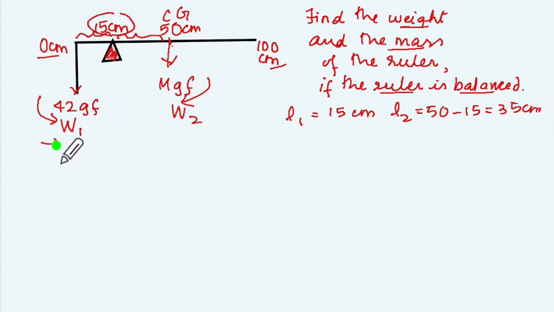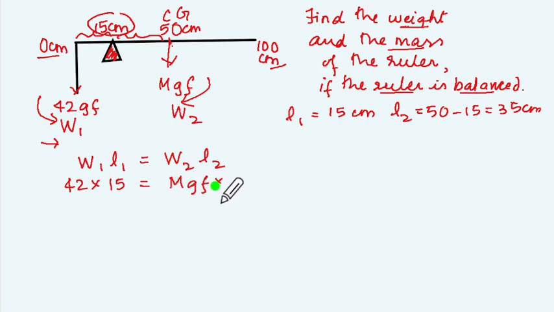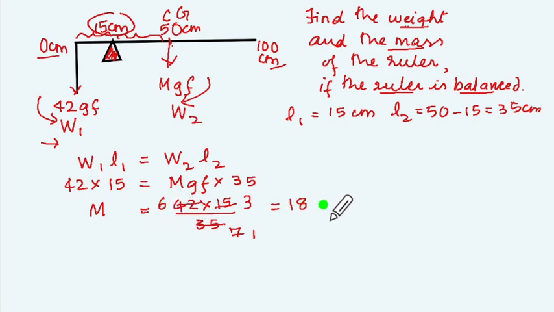And then we will use the principle of moments, and we will have W1 L1 when it is balanced equals W2 L2, that is this force multiplied by this distance. So this will be your anti-clockwise moment, equal to the clockwise moment. Now we will just substitute the values and you will have mgf into 35. So our m is going to be 42 into 15 upon 35. Now 5 3s are 15, and 5 7s are 35, 7 1s are 7. So you will get 18 GF.